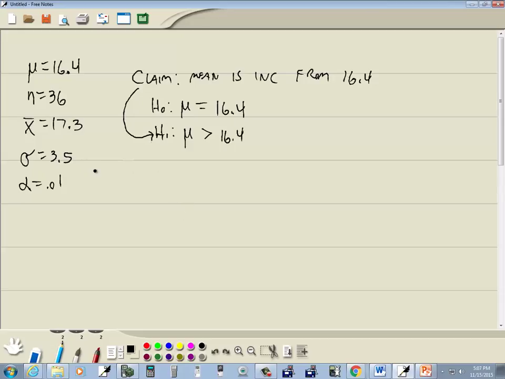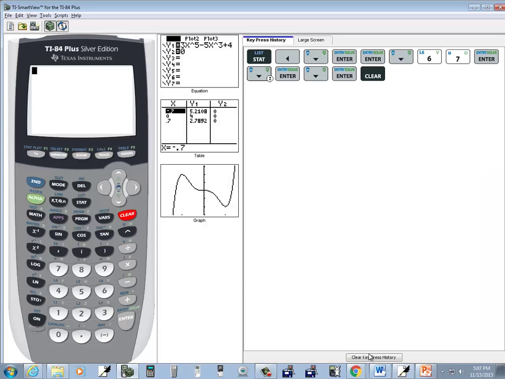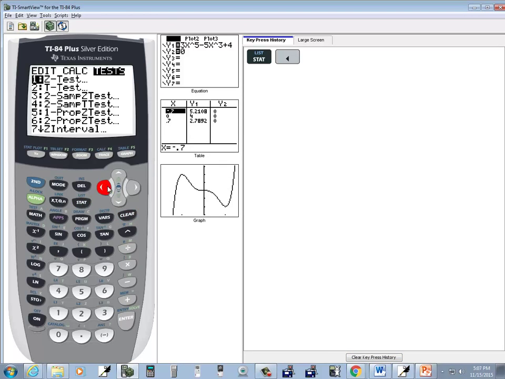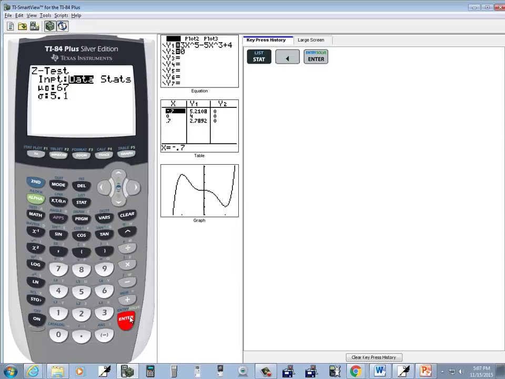Now, we're performing hypothesis test on the mean, and sigma is known. Sigma is this little o with a flip here. Since population standard deviation is known, that means we're going to use z-test to find our p-value. So let's go do that. So press stat, go to tests, and enter on z-test.